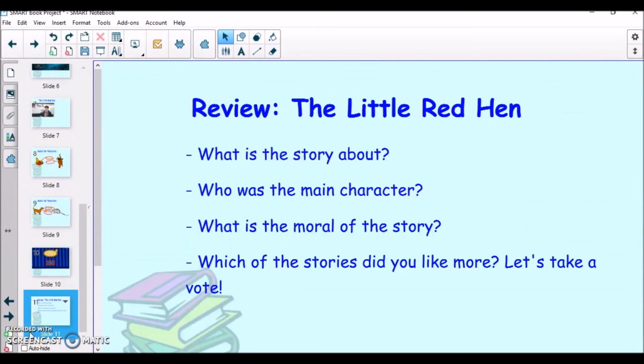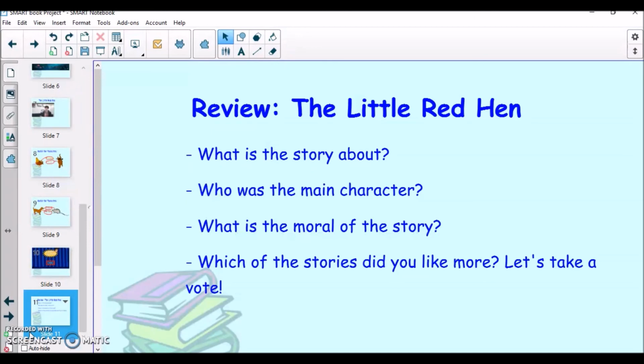Okay, class, for this last part, we're going to review the story that we just heard. You don't have to get too in-depth about it, but what was the story about? Let's see. Ella, can you tell me what the story was about? That's right. It was about a hen who made some bread, and she asked if the cat, the rat, or the dog wanted to help her, and they said no, so they didn't get to eat any of the bread.